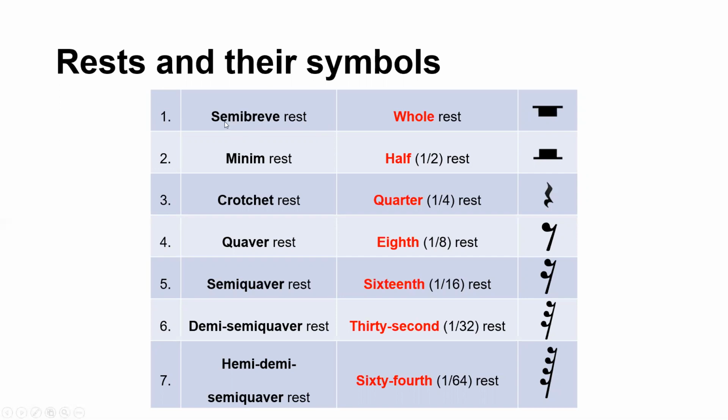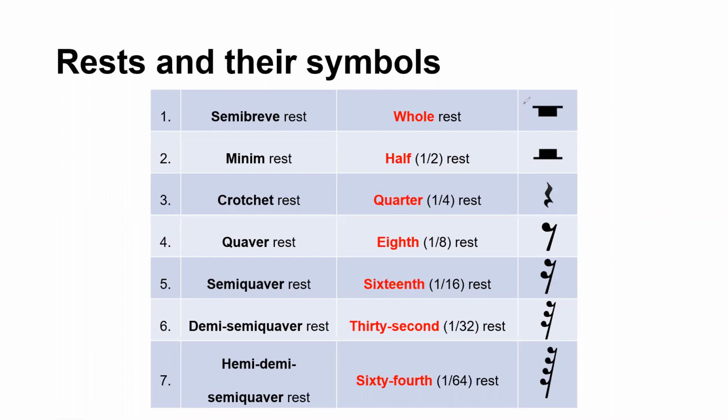So we have the semibreve rest, which is also called the whole rest, because we have the whole note. This is what it looks like. I'll explain how you can differentiate between the whole rest and the half rest. It looks like a hat which is upside down, basically. Somebody's hat, a square hat. But if you turn it upside down, you have a whole rest. All right. So this is a whole rest.